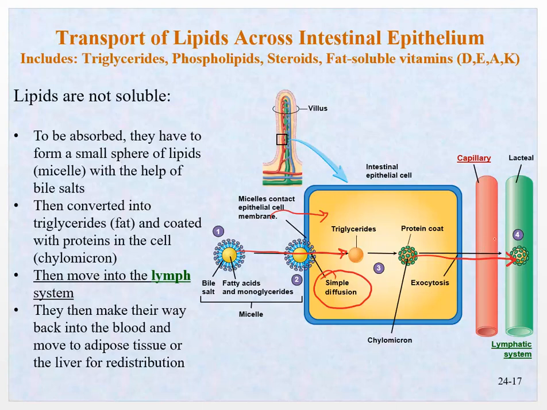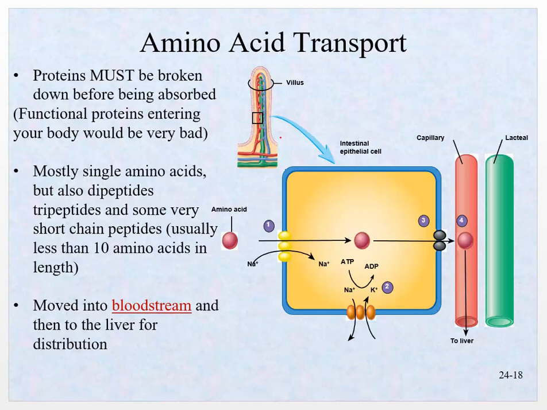So they start out here, they're emulsified, and then broken down into monoglycerides and fatty acids, and those move in passively, and then they turn into a micelle. A micelle just has phospholipids around it, and that allows it to move in fluid. Or coated with protein, sorry. All right, they make their way back into the blood and move to adipose tissue or the liver for redistribution, actually both.